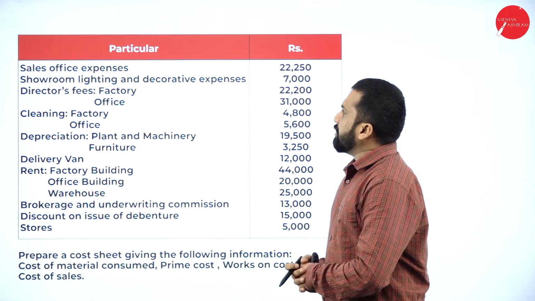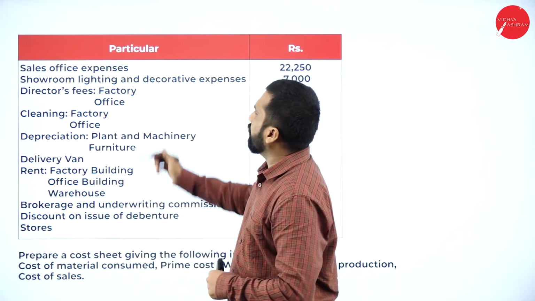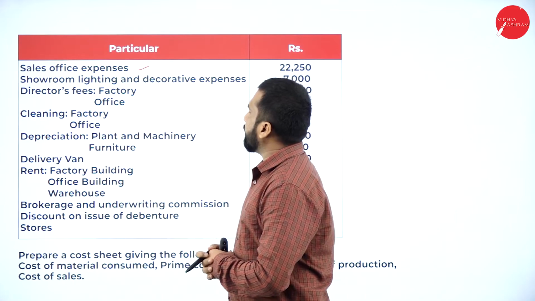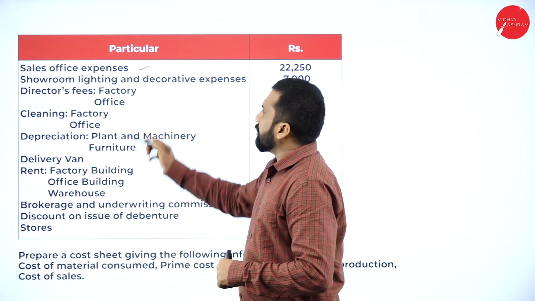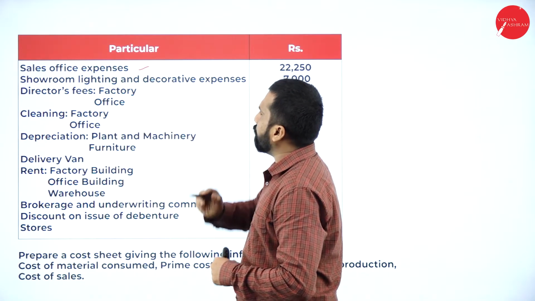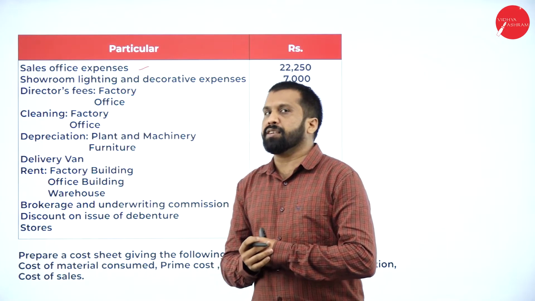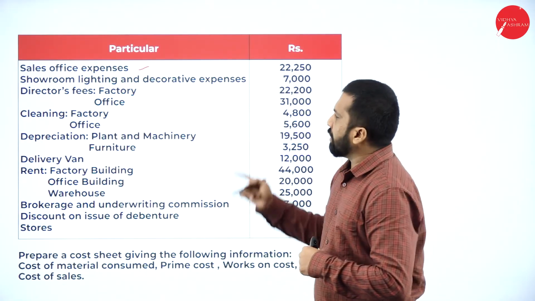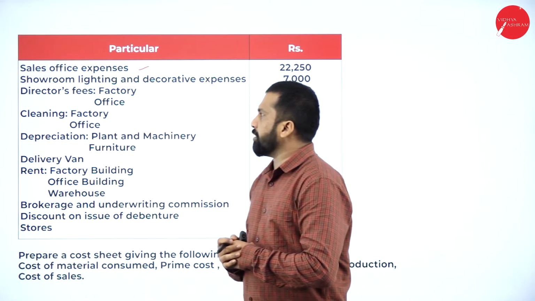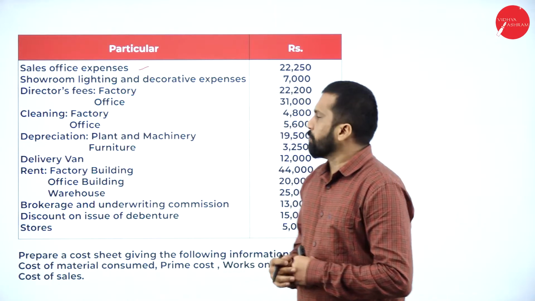Sales office expenses. Similarly, sales office comes under selling and distribution. Showroom lighting and decorative. Again, it will come under selling and distribution. Director fees, factory and office. Factory comes under? Yes, factory comes under your step 2 and office comes under step 3. Cleaning charges, like factory comes under your 2 and your office comes under 3.